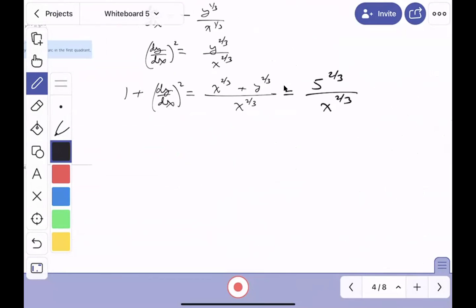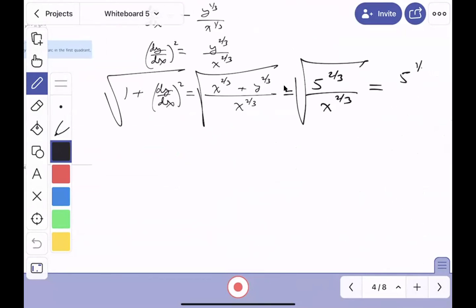What do you have to do with that? Take its square root. And what is this going to give you? 5 to the 1/3 x to the 1/3. All right, that's not so bad.